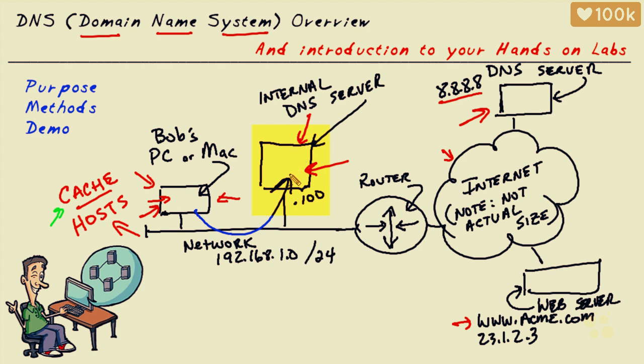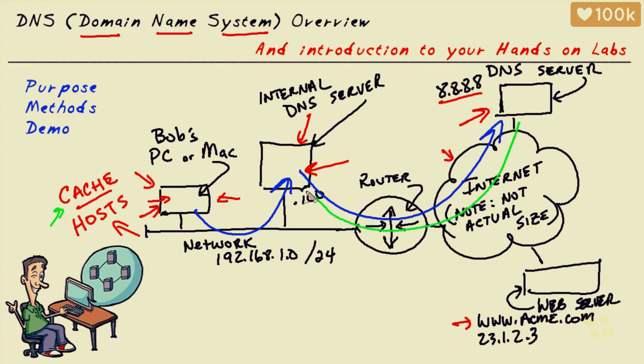Now, if this DNS server doesn't know what the IP address is behind acme.com, then this DNS server can be configured to act as a forwarder, which then will go ahead and make a request out to an external or another DNS server to make that request. So in this example, let's imagine that the DNS server at 8.8.8.8, Google's DNS server, knows the IP address of acme.com. It would simply then respond back.